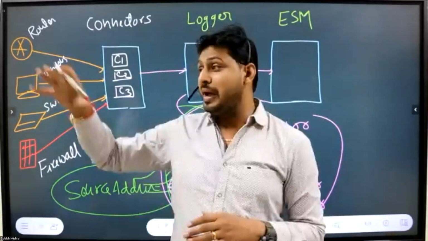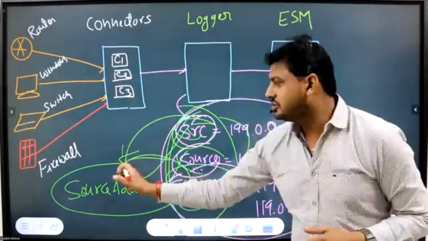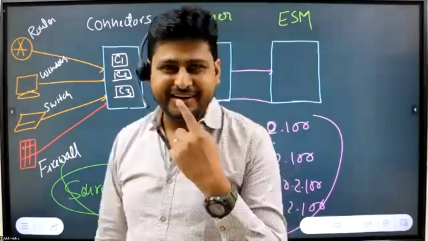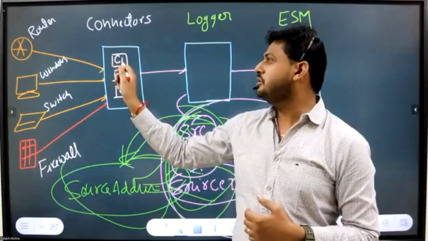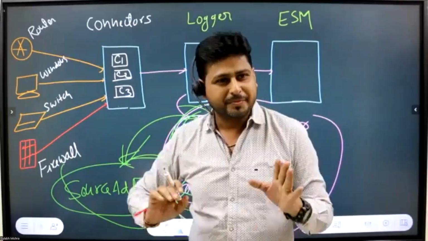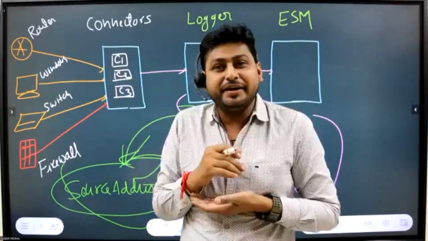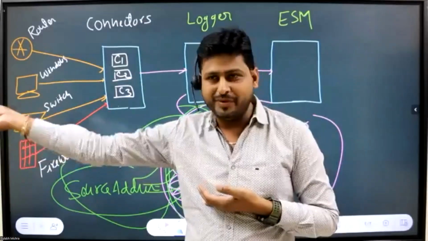Normalization is nothing but the mapping of device specific field sets with your SIM defined common field set. That is the reason you can see in a connector you have C1, C2, C3, meaning connector 1, connector 2, connector 3. You understand? Why do we have different connectors? Because one connector may not understand the different fields from different devices and match them.